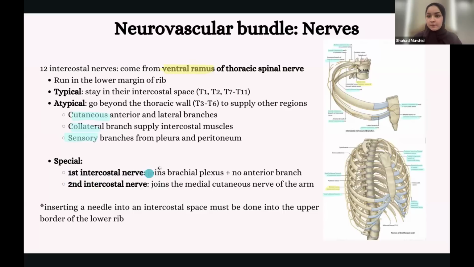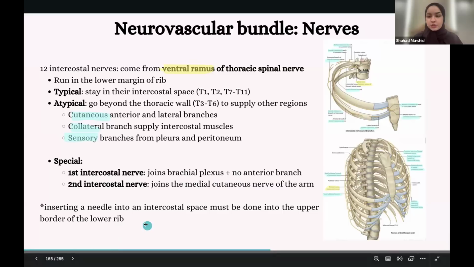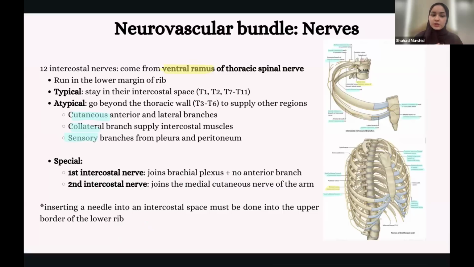So the first one joins the brachial plexus, and it does not have an anterior branch. The second intercostal nerve joins the medial cutaneous nerve of the arm. So that's a special feature about it. And whenever you're inserting a needle in the intercostal space, for example when giving anesthetics, you need to be careful to do it on the upper border of the rib and not the lower, because that's where you have the neurovascular bundle.